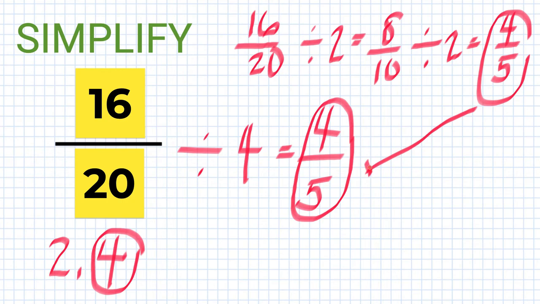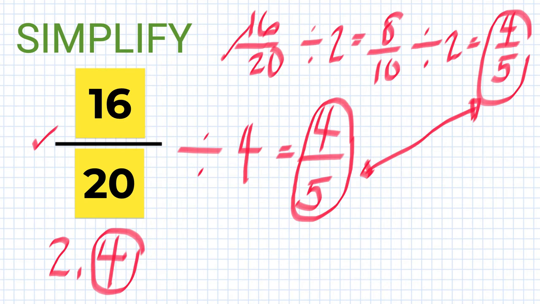That is why it is very important to choose the greater number for you to do the shortcut in dividing and simplifying the fraction. This is the long process, and this is the shorter one.